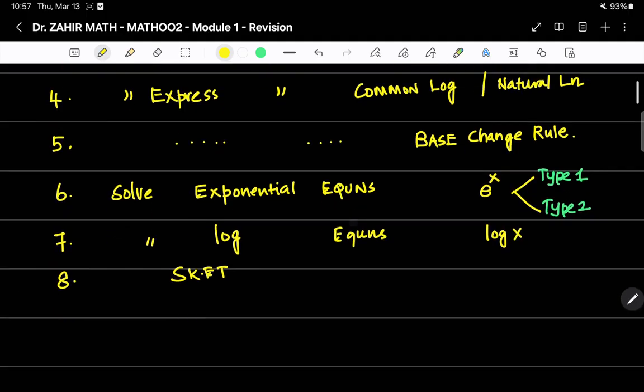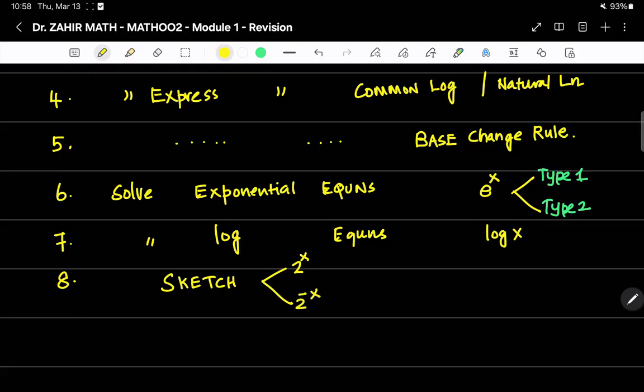Then the last one I'm going to do is sketch. There are 2 types of sketch I'm going to do. One sketch with respect to positive power, another sketch with respect to negative power. Say for example 2 power x and 2 power minus x.